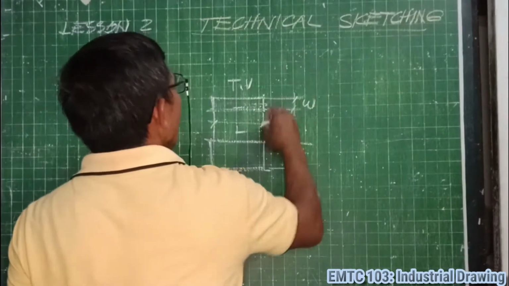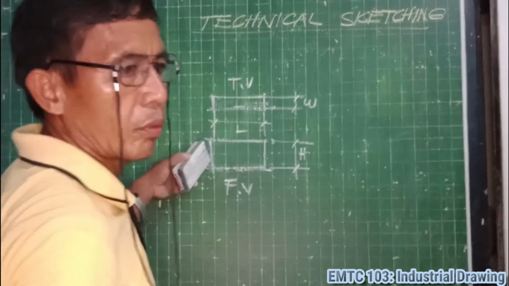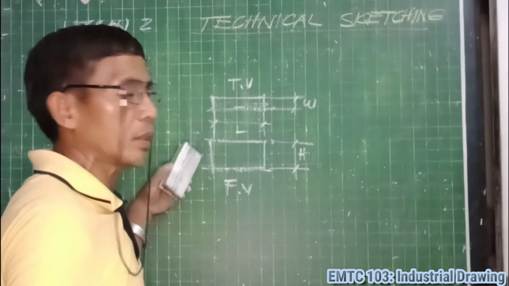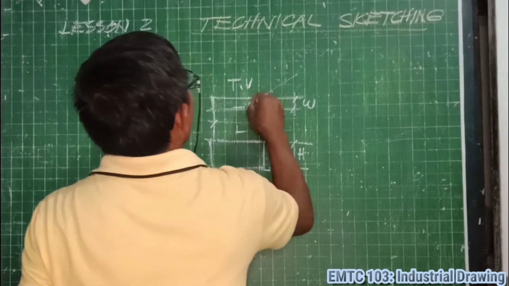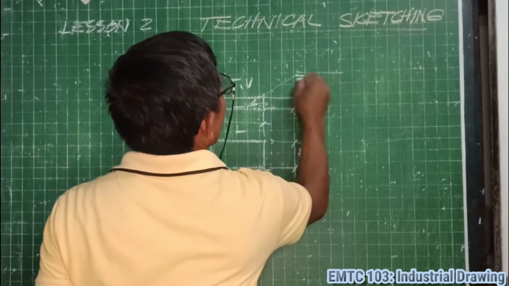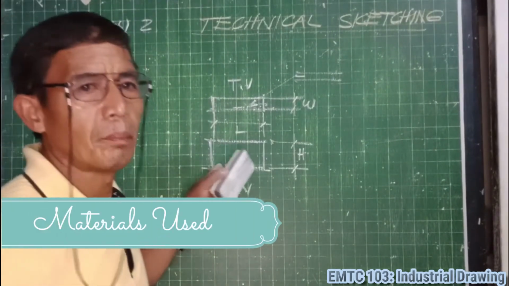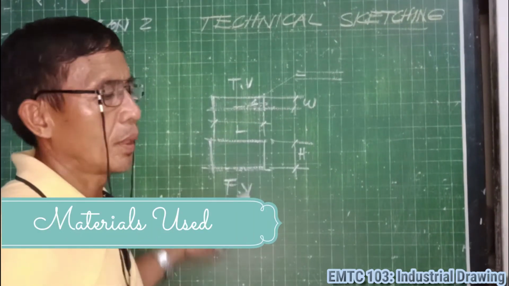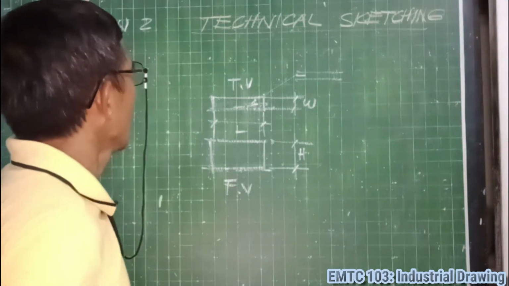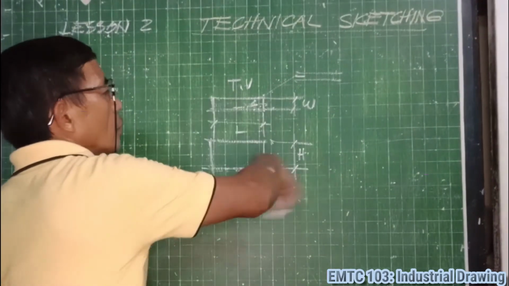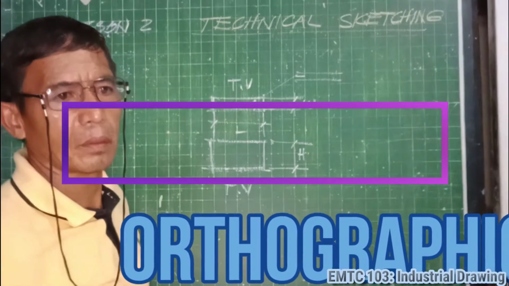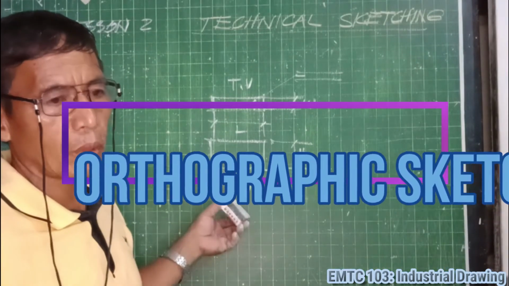Other information added to the views, or the shape description, are the materials that are used. You need to identify and include the materials used and the process also. Alright, this is what you call an orthographic sketch or technical multiview sketch.